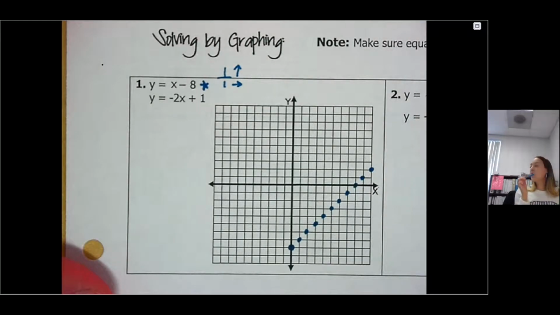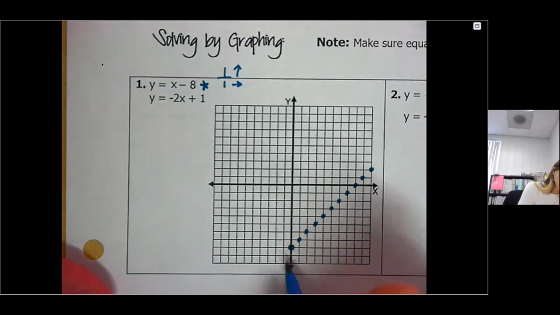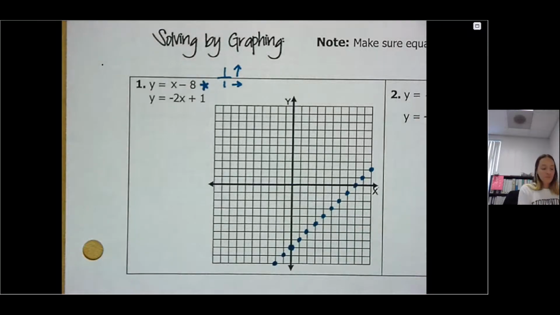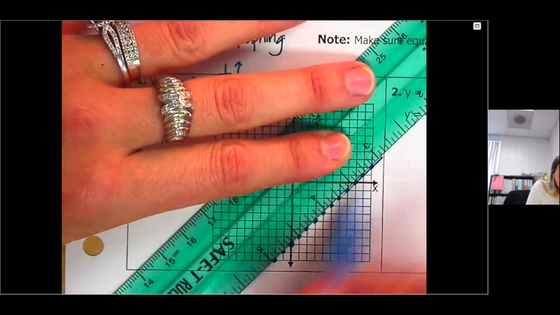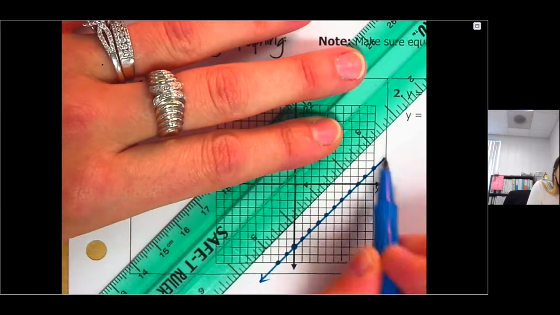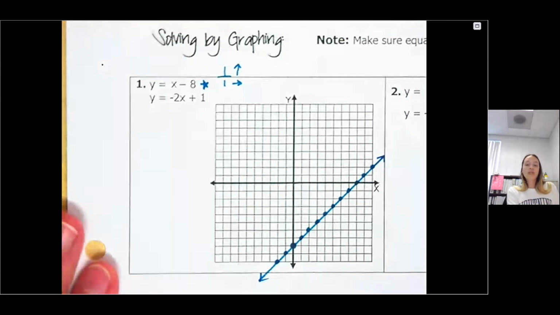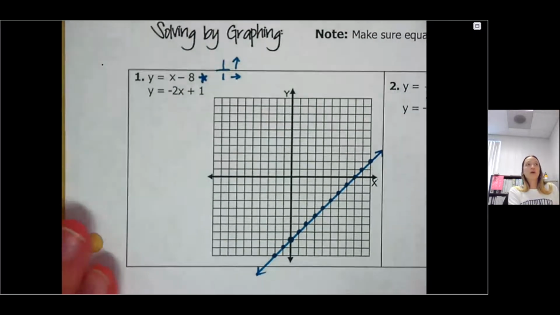And if I wanted to go backwards, what would I do? So, the opposite way. Which is which way? To the left 1 and down 1. Left 1, down 1. Okay, and then use your ruler. Make a line. And yes, to solve by graphing, we do want to make sure our graphs are really clean and really nice, because if we don't have a good graph, we're not going to be able to solve.